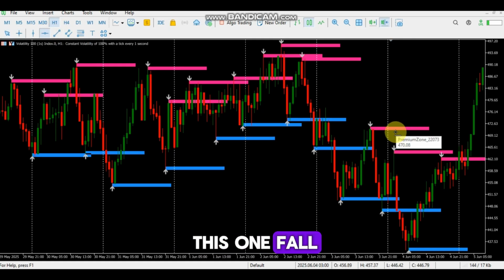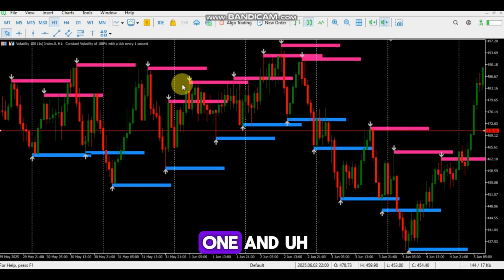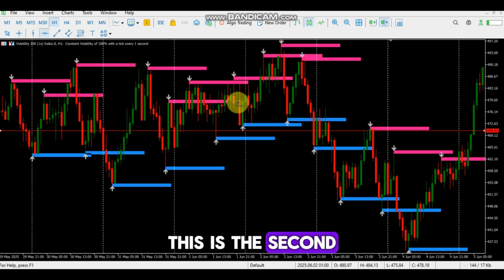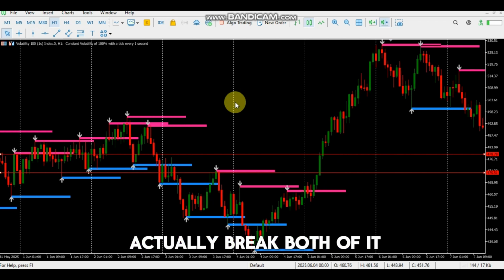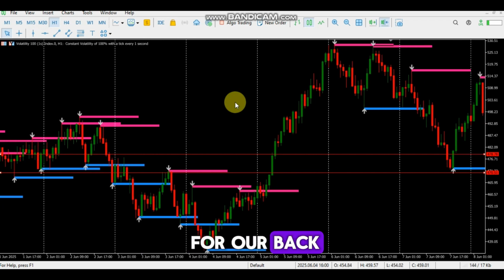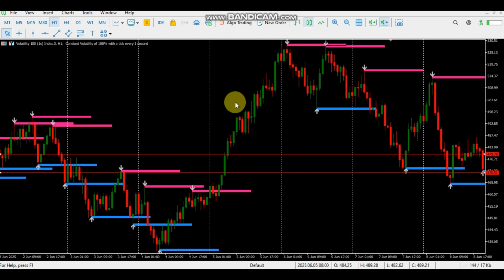If this one falls, this is the first one, and this is the second one. So let's say, can you see it actually break both of them? So we are looking for our buy. Can you see? It will be our next higher, on 1:2 ratio.